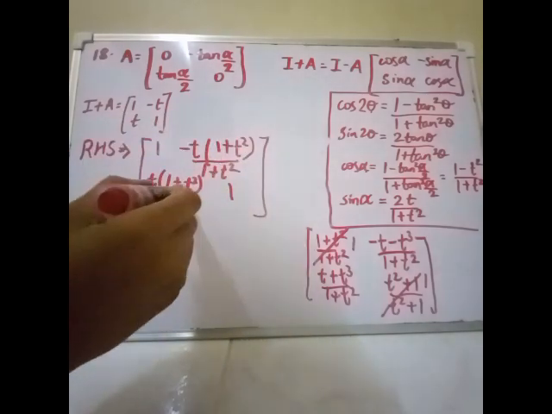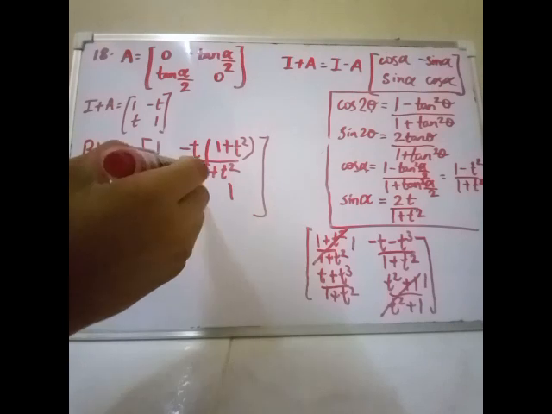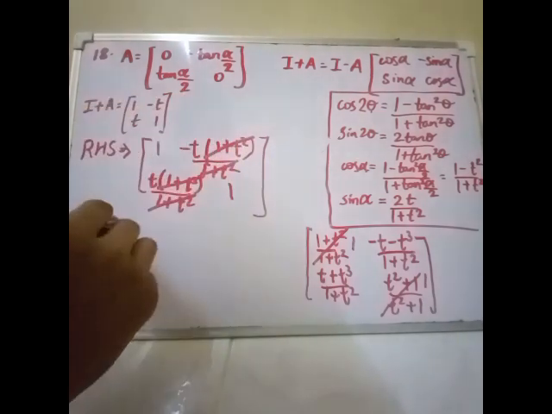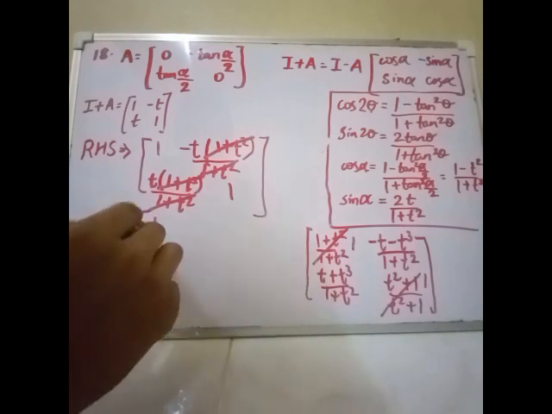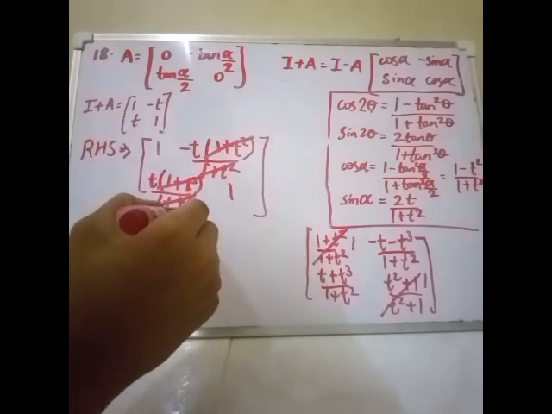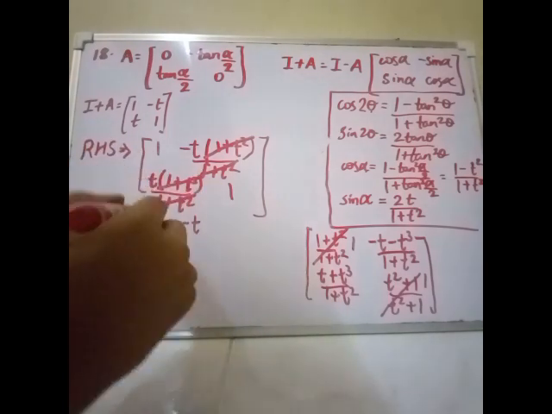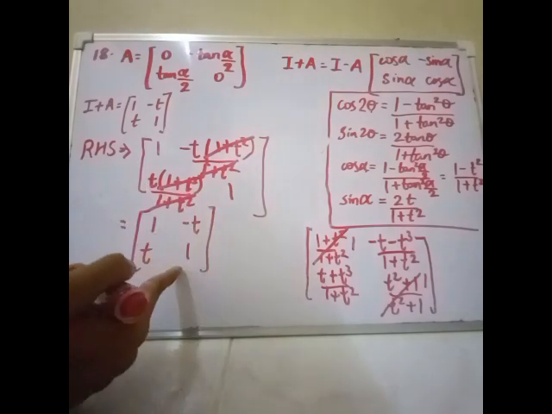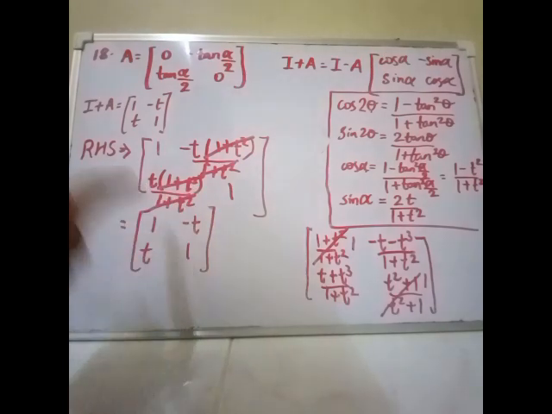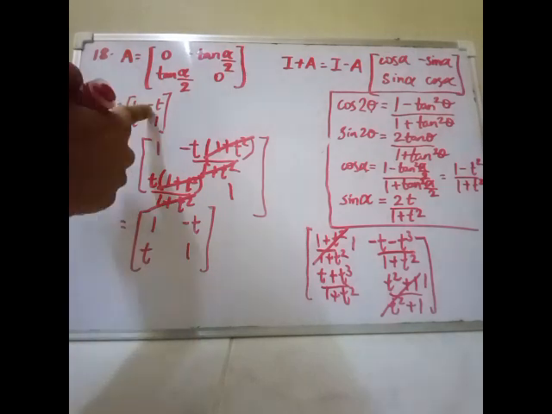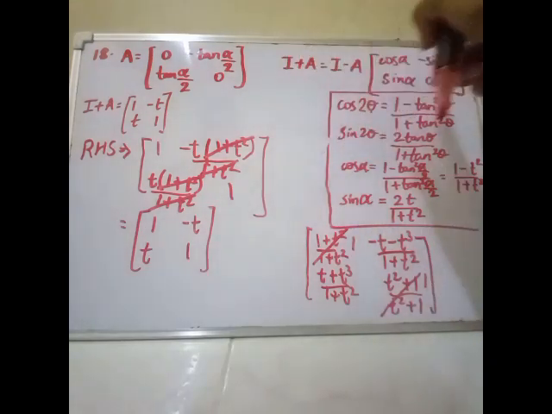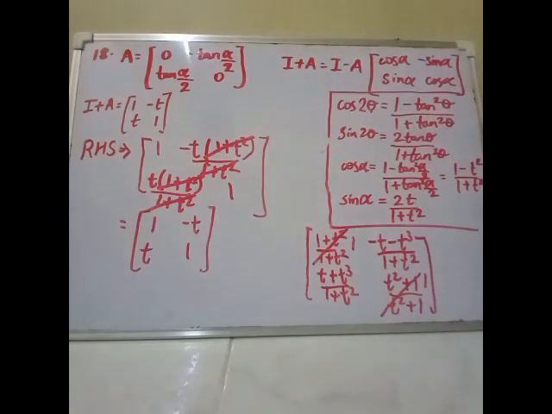So now if you check, 1 plus t square is there in the denominator and also in the numerator, so you can cancel each other out. So what will be left over? Minus t, here only t is left, and here 1. So this is our right hand side of the equation. So if you compare it with I plus A, both are the same answer. So we have proved that this is equal to this. So this is how you do this question.